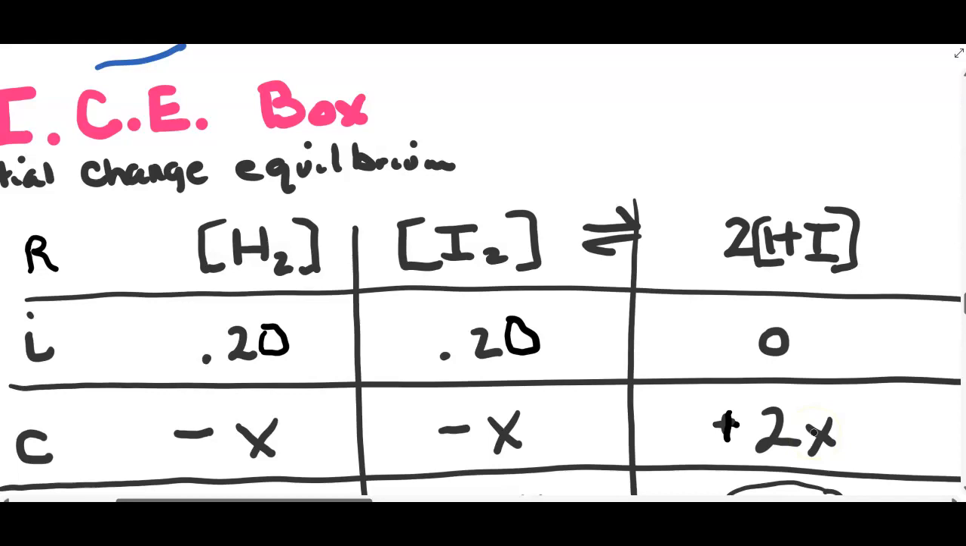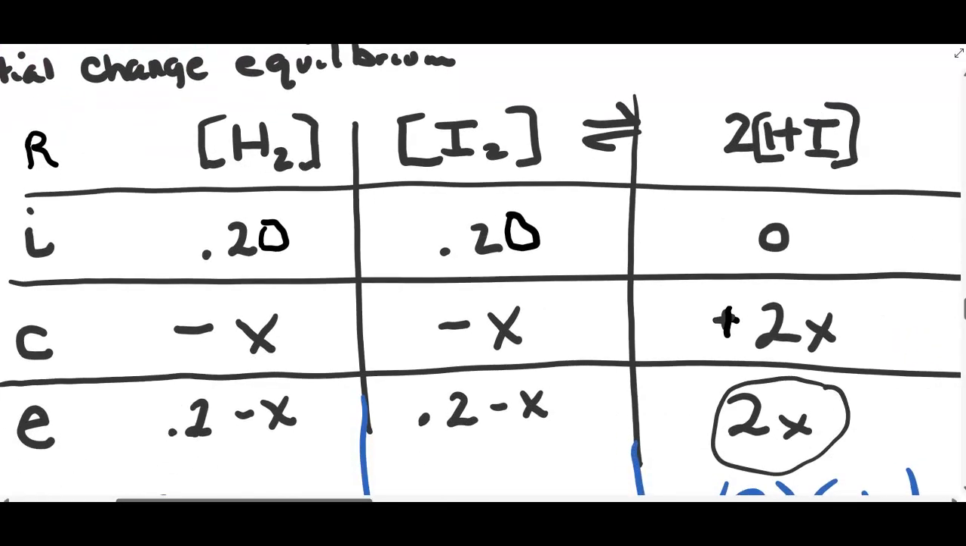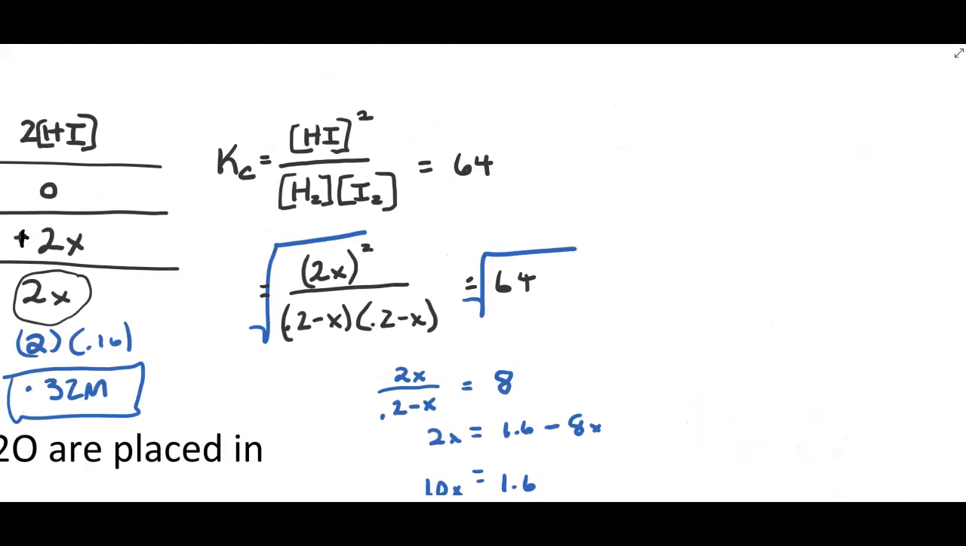Meaning that for every 1 mole of hydrogen that disappears, 2 moles of hydrogen iodide gas appear. So at equilibrium, we'll have 0.2 minus x be the value of our hydrogen gas, 0.2 minus x would be our iodine, and 2 times x, since we started with 0 plus 0, would give us a value of 2x. Returning to our equilibrium expression, we had 2x, and that needed to be squared, over 0.2 minus x times 0.2 minus x, equals 64.